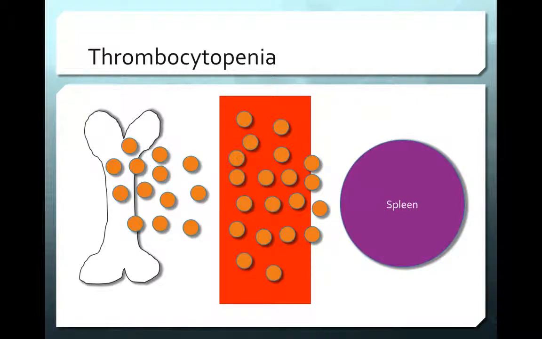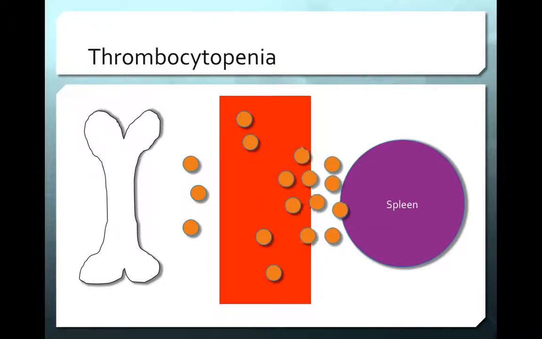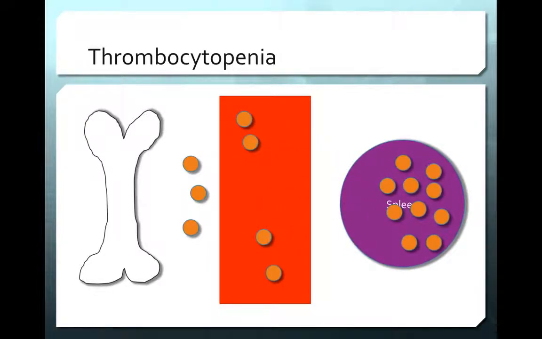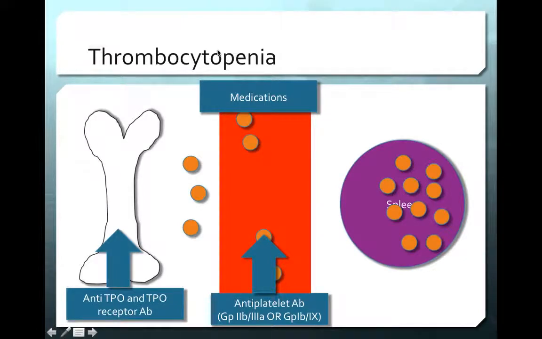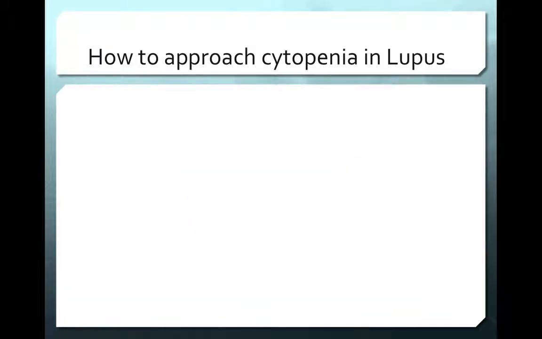Thrombocytopenia is either going to be a problem with bone marrow and not enough production, peripheral destruction, or things getting stuck and chewed up in the spleen. Medications can cause problems at all of those stages. Antiplatelet antibodies would cause peripheral destruction, and then antibodies to platelet precursors such as anti-TPO and TPO receptor antibodies could cause problems in the bone marrow.